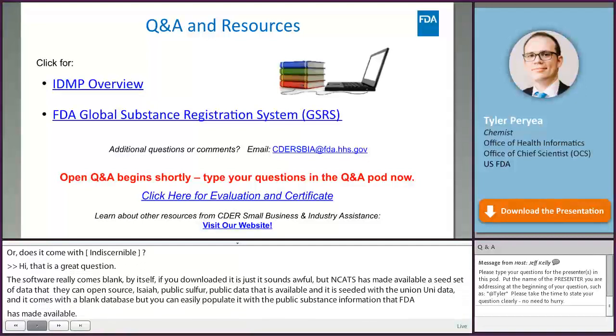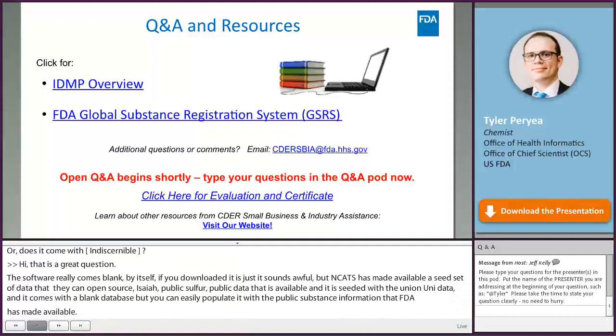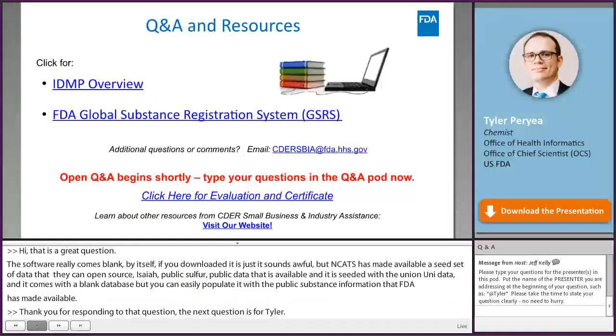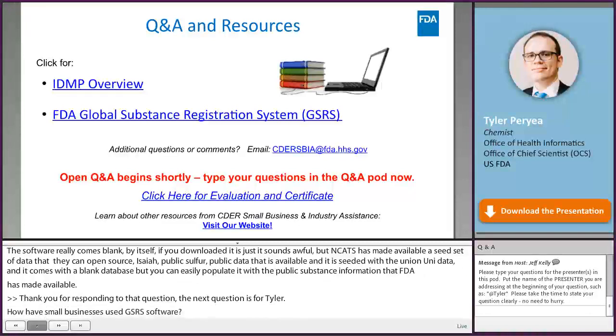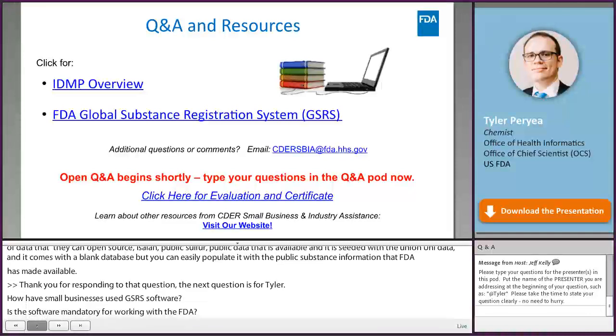How have small businesses used GSRS software? Is this software mandatory for working with the FDA? That's another great question. I would start by saying it is not mandatory at all for use with the FDA. No one is required to use this software locally.